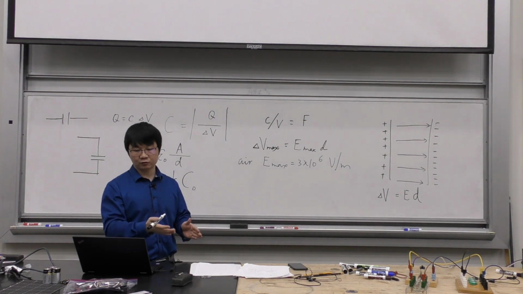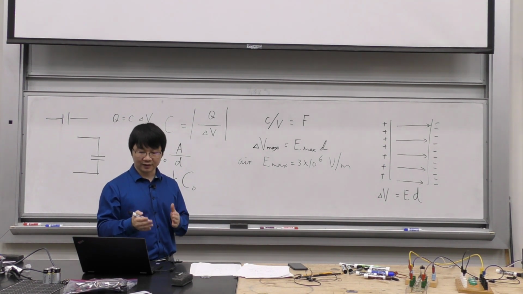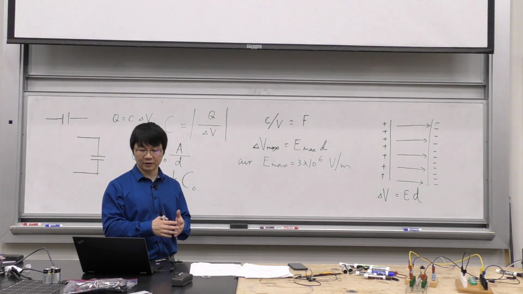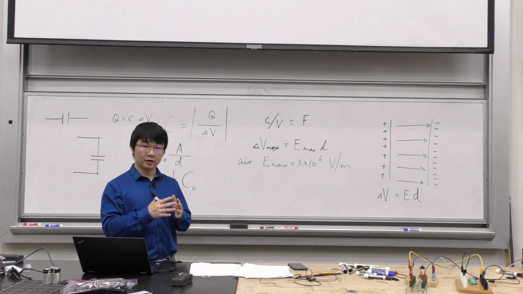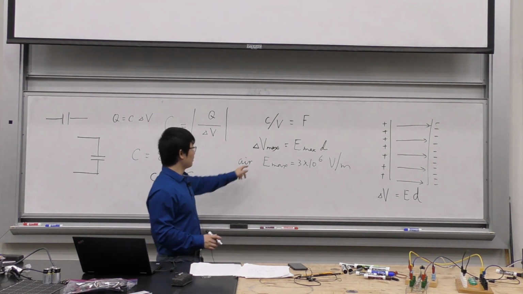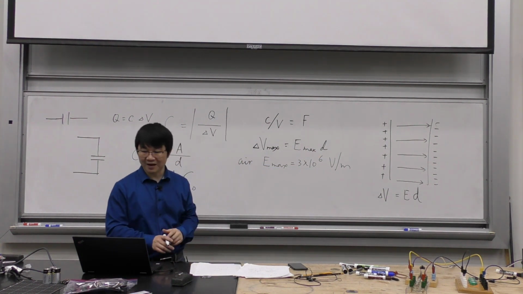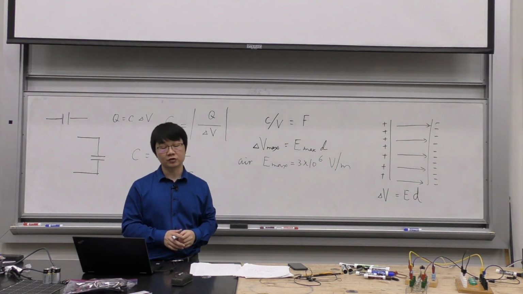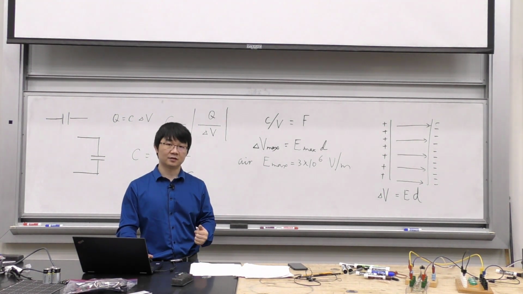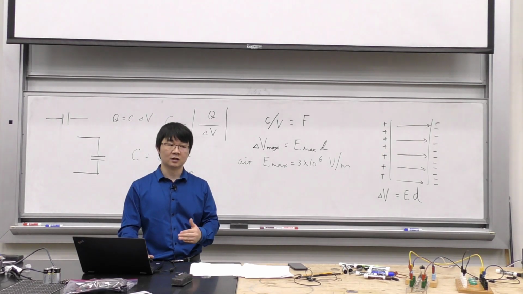So remember, dielectric strength is just a fancy name for E max, the maximum electric field a material can take before it breaks down, before an insulator can take before it becomes conducting. Okay. So that's how I'm going to find the maximum voltage this capacitor can take. That's the breakdown voltage of this capacitor. You can never connect this capacitor to a voltage higher than that. You have to make sure you connect this capacitor to a voltage lower than that so it can function normally.